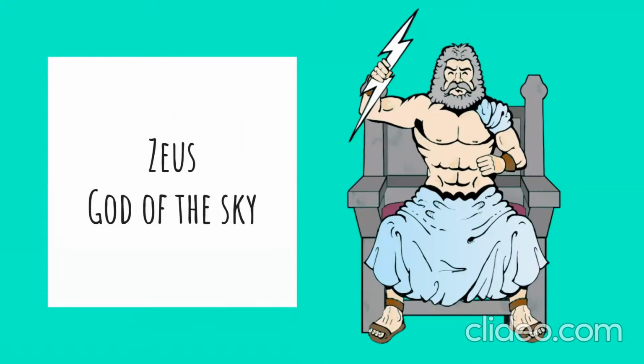So whenever it's raining heavily or thundering or lightning, the Greeks believe that Zeus is extremely angry. That is why so many things are happening in the sky.